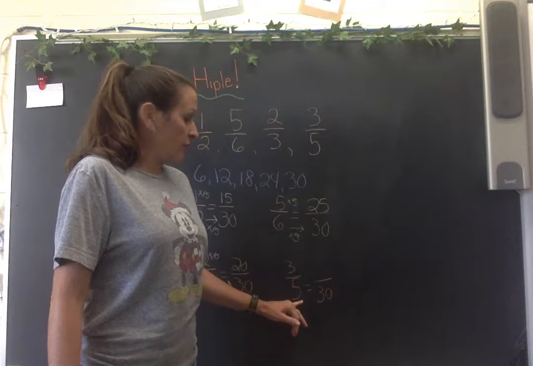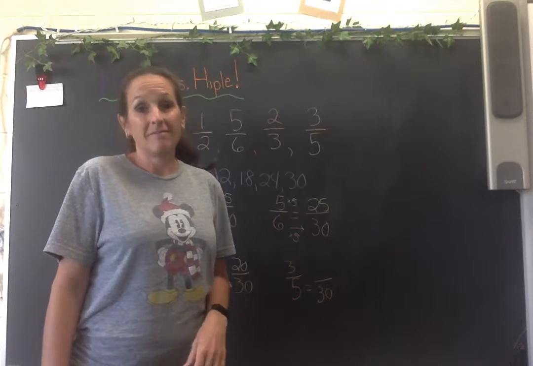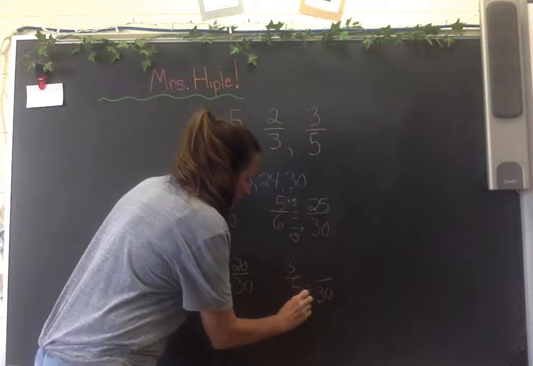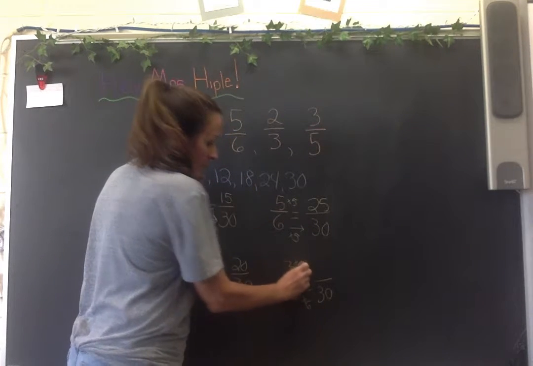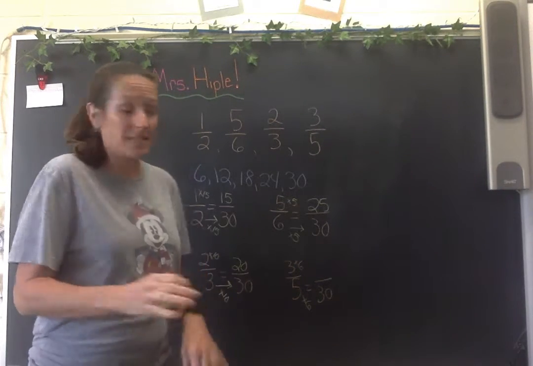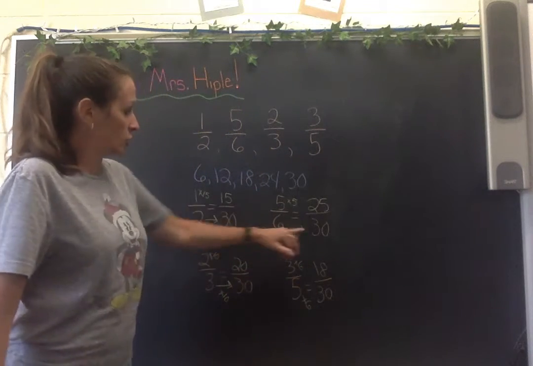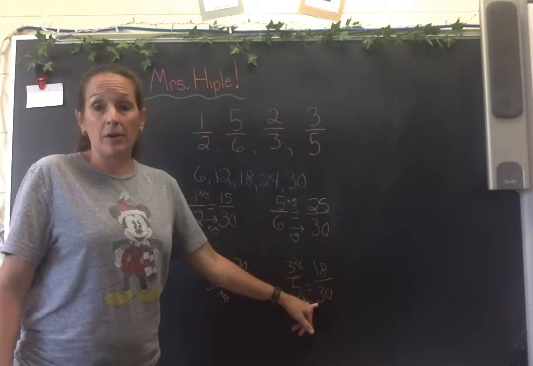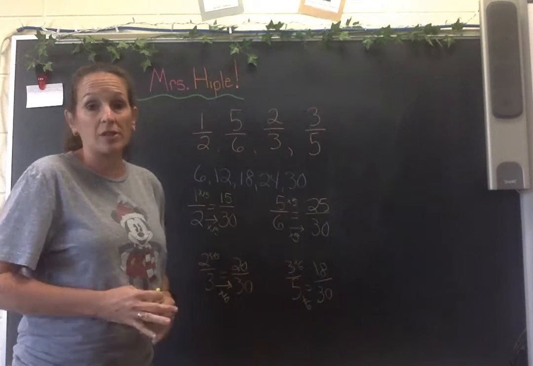We're going to ask ourselves, how did I get from 5 to 30? 5 times 6. So I'm going to write that down so I don't forget. Same. 3 times 6. And what is 3 times 6? 3 times 6 is 18. Now, all of my fractions have a common denominator. And so now I can compare and order those fractions.